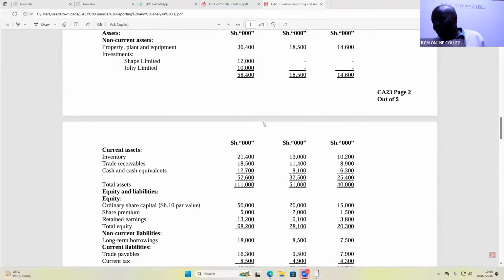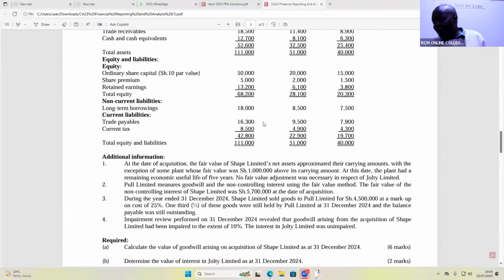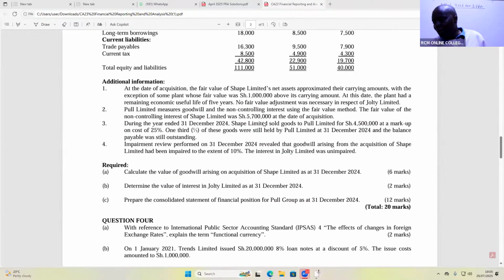This is the question, ladies and gentlemen. Whenever you're given a consolidation question, you shall always begin by reading the requirement. So required: they want us to calculate the value of goodwill arising on acquisition of Yliche Limited as at this date. Number 2, determine the value of interest in Selb Limited as at this date. Selb is a joint venture. Prepare consolidated statement of financial position for Pool Group as at 31st December 2024.